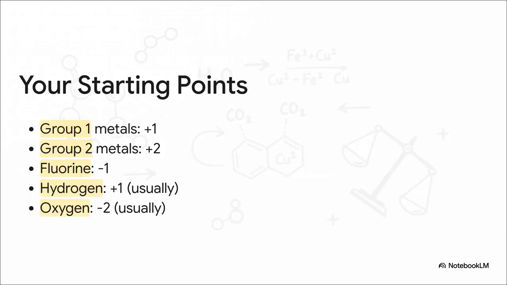That's it. And to make things even easier, some elements are incredibly reliable. You can think of these as your fixed starting points, your anchors. Group 1 metals, they're always +1. Group 2 metals, always +2. Fluorine is always a -1. And oxygen and hydrogen are almost always -2 and +1. We use these known values to figure out the tricky ones.